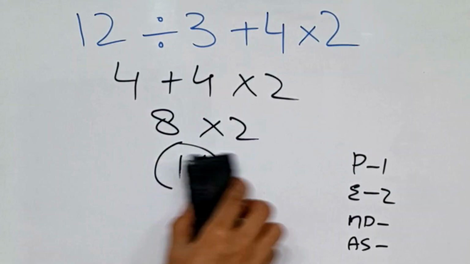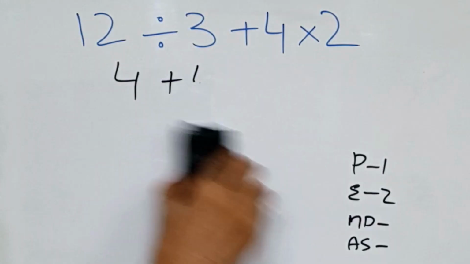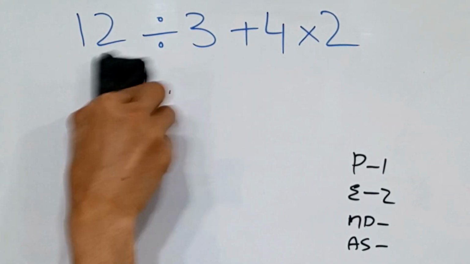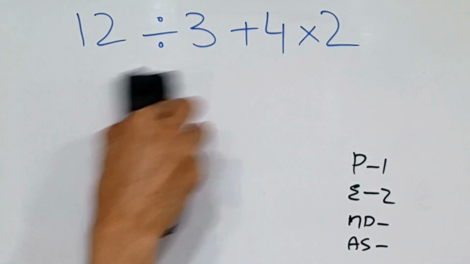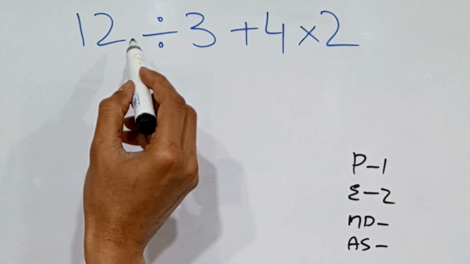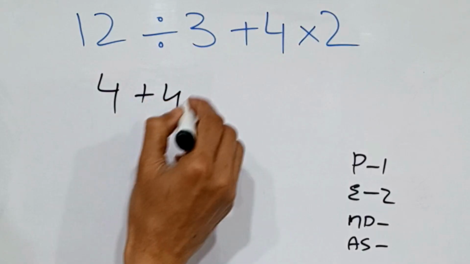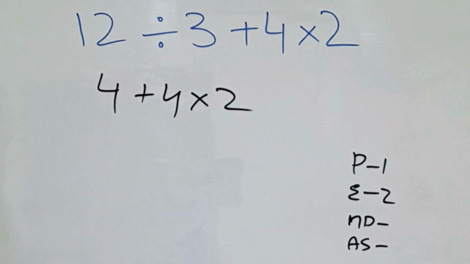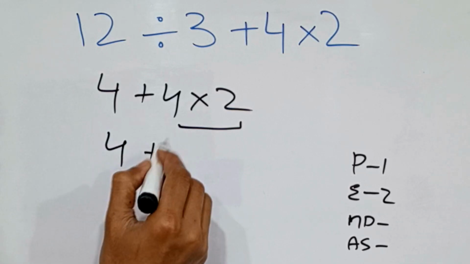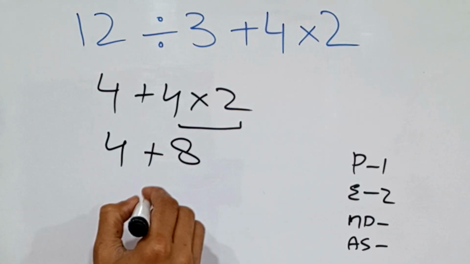Now let's solve it correctly. Follow the order of operations, right? Okay. 12 divided by 3 equals 4, right? Plus 4 times 2. Now multiply first, right? 4 times 2 equals 8. Now 4 plus 8 equals 12.